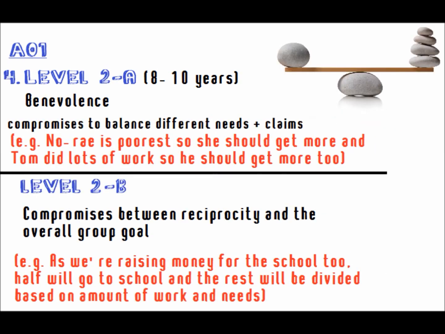And level 2A, 8 to 10 years. Benevolence. Compromises are made to balance the different needs and claims of the group. For example, Nori is poorest, so she should get more, and Tom did lots of work, so he should get more too. Level 2B. Compromises between reciprocity and the overall group goal. For example, since we're raising money for the school too, half of the money will go to the school and the rest will be divided based on the amount of work done and the needs of the group.